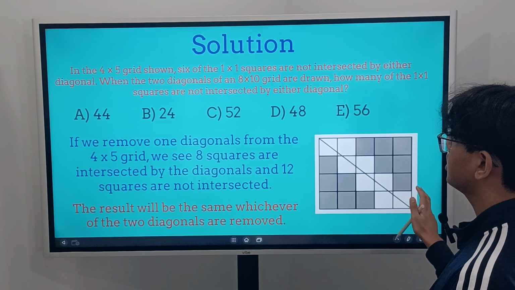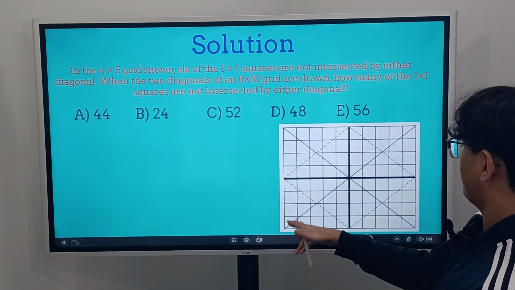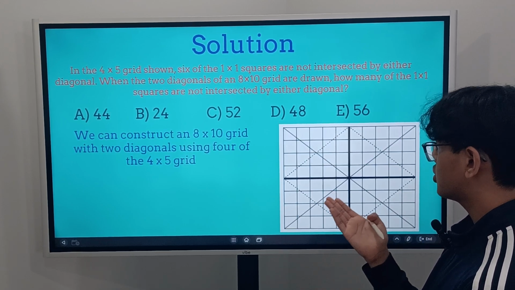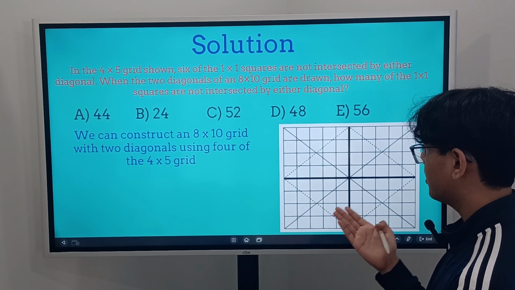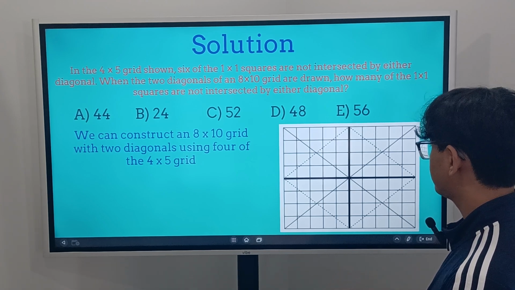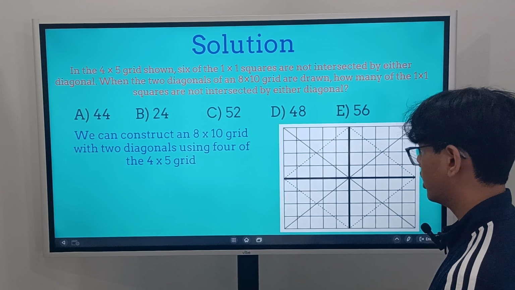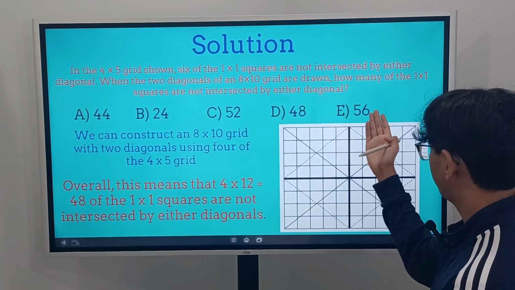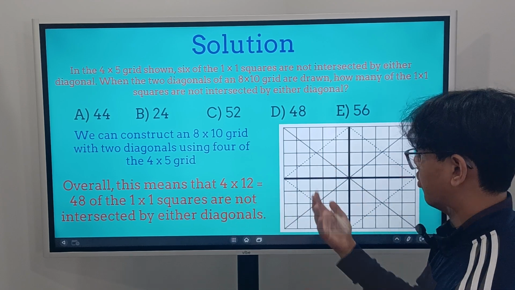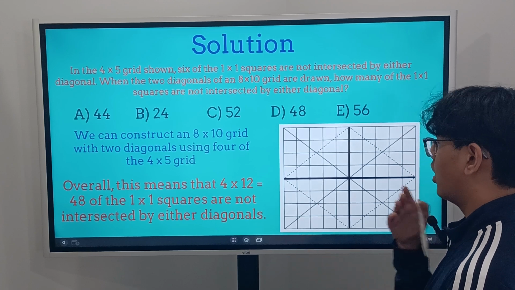So now with this information, what can we do? Here's just the drawing of the 8x10 grid. Now what we can do is construct the 8x10 grid with two diagonals using 4 of the 4x5 grids. We took the 4x5 grid and made it 4 times to get an 8x10 grid. And then we just remove one diagonal, since we just need one diagonal line crossing in between. So overall, this means that 4 times 12 is equal to 48 of the 1x1 squares are not intersected by either diagonal.